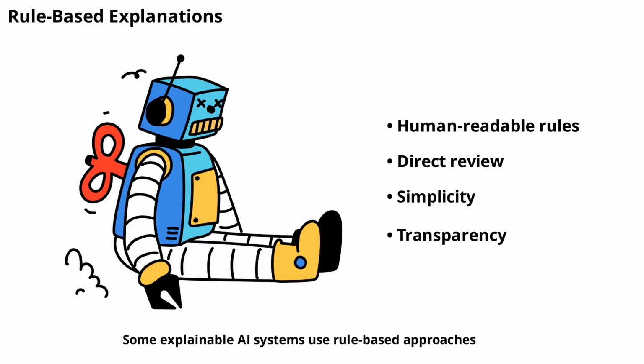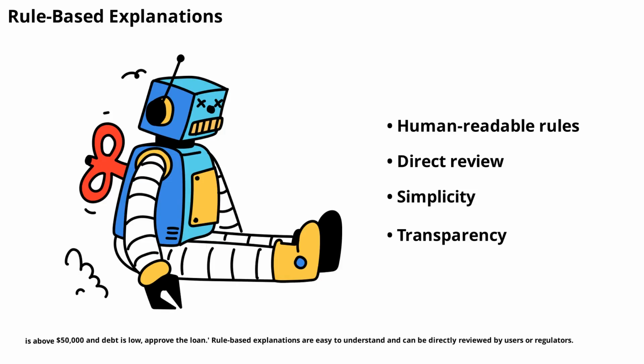Some explainable AI systems use rule-based approaches. These systems generate human-readable rules that describe how decisions are made. For example, a rule might state, if income is above $50,000 and debt is low, approve the loan. Rule-based explanations are easy to understand and can be directly reviewed by users or regulators.